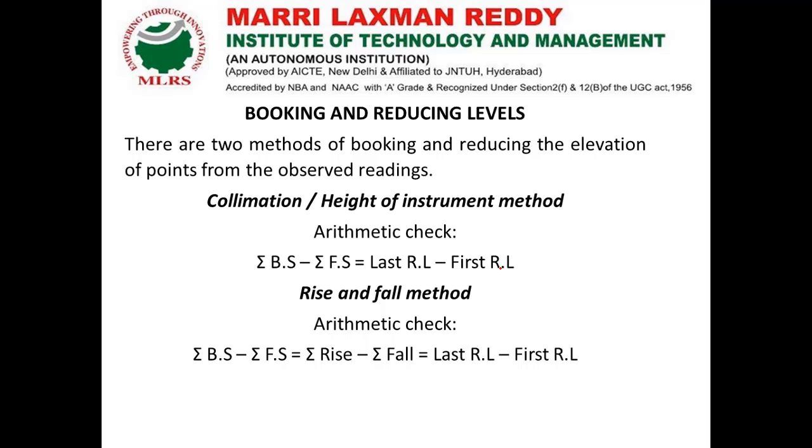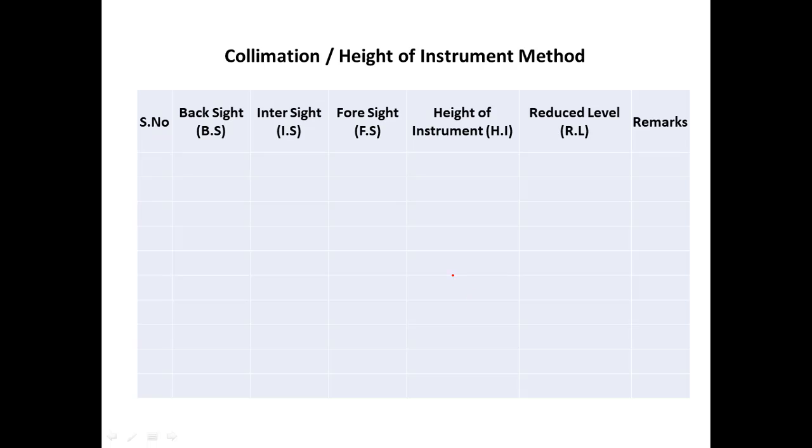So in what way are we going to enter them in the field book? There are two methods. One is the collimation or height of instrument method. The second one is the rise and fall method. Among these two we can use any one method based on our convenience. Now we should see how we can tabulate this. This table denotes our field book, so this is how we have to enter our readings in tabular form.